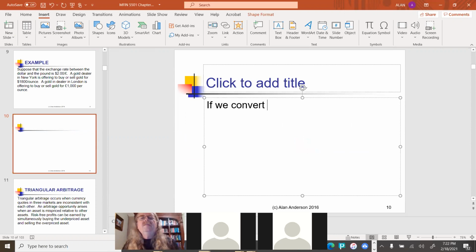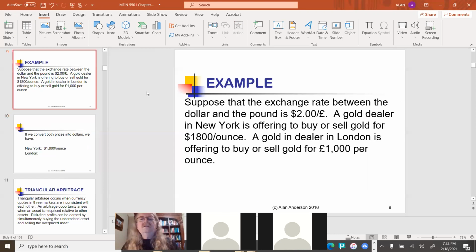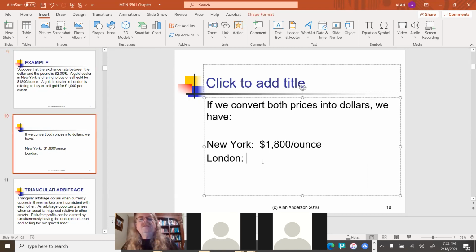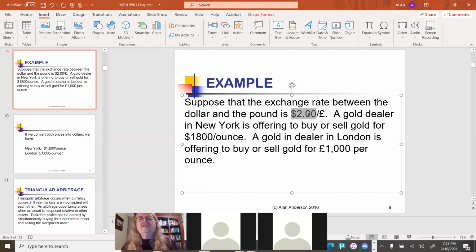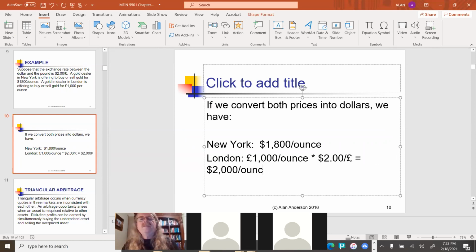Okay, well, here's the thing. If we convert both prices into dollars, we have the New York price is, of course, $1,800 an ounce. But in London, 1,000 pounds per ounce is multiplied by the exchange rate of $2 per pound. And guess what? That translates into $2,000 per ounce.